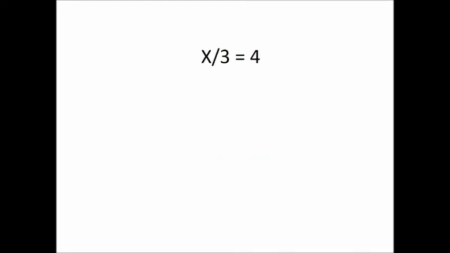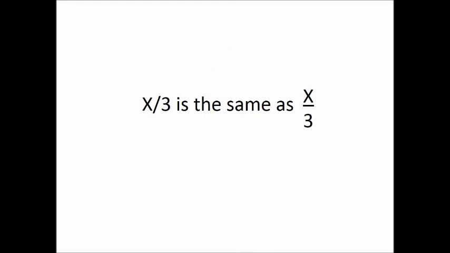So x divided by 3 equals 4. If x divided by 3 equals 4, what we're going to have to do is do the same thing. Remember, x divided by 3 is the same as x over 3. So this is why people get confused again. But we're going to go over both ways to do it.